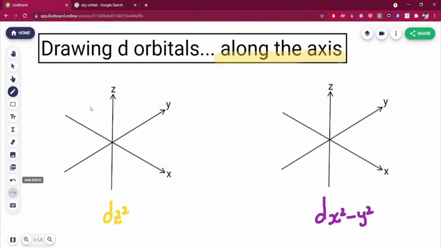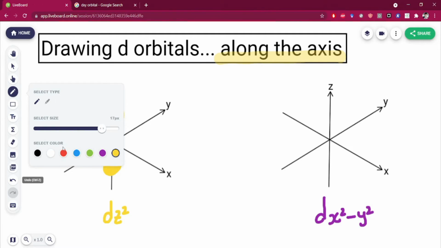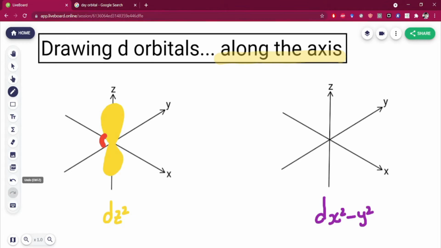Now, for dz square, this one is quite fun to draw. You're going to have lobes along the z-axis like this. I'm going to make that bigger. It's kind of like pz, but what we have here is this ring. So that is how you're going to draw the dz square. You have like a donut ring surrounding it, along the z-axis.